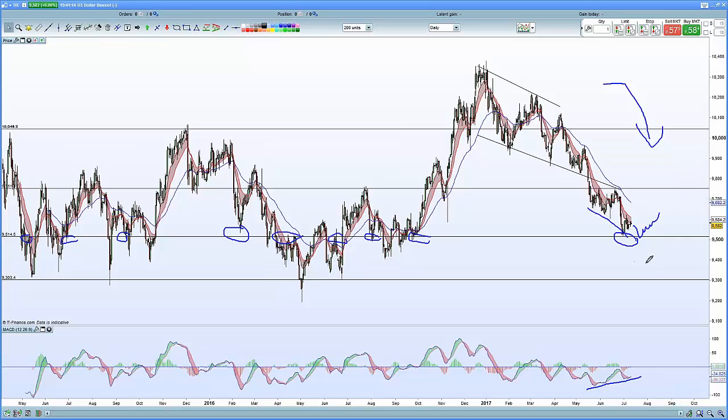But right now 9500 seems to be key support. So let's see what happens here. And there's a bullish divergence. Okay, so there's the dollar index for you. I'm bringing your attention to the 4-hour chart.